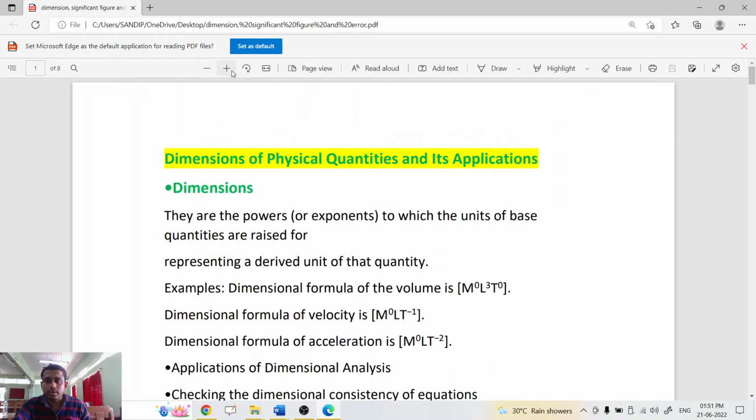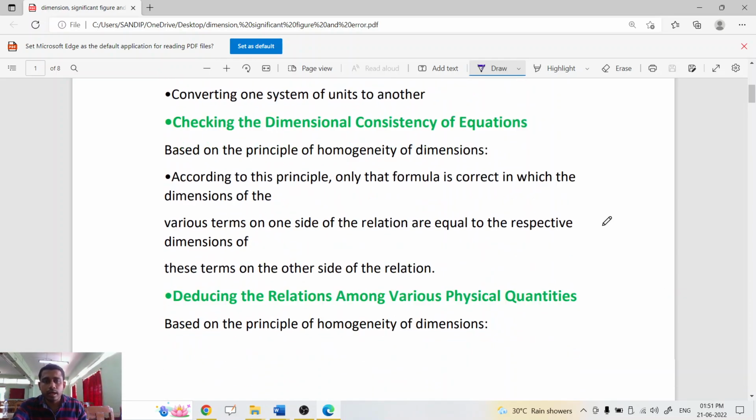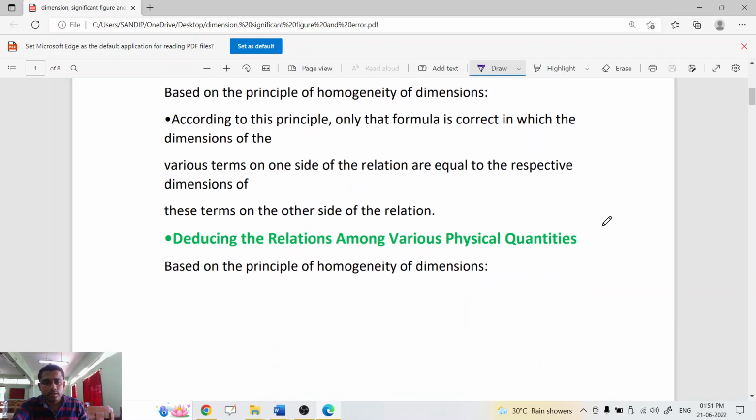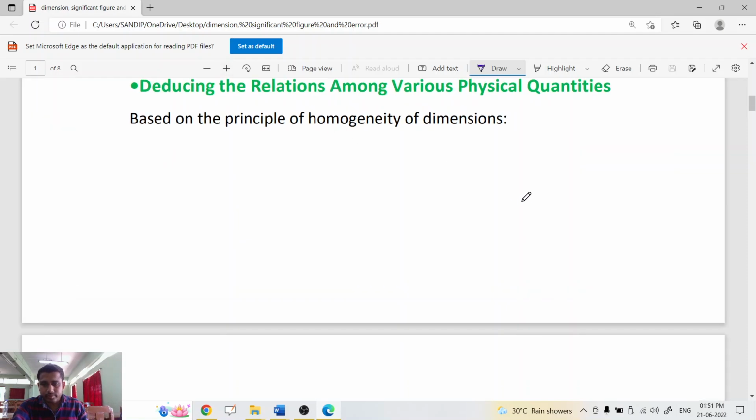applications of dimension. Okay. So in general, we already know two applications of dimensions. Today we are going to the third application, that is application number three: deducing the relations among various physical quantities. Okay, this is based on the principle of homogeneity of dimensions.